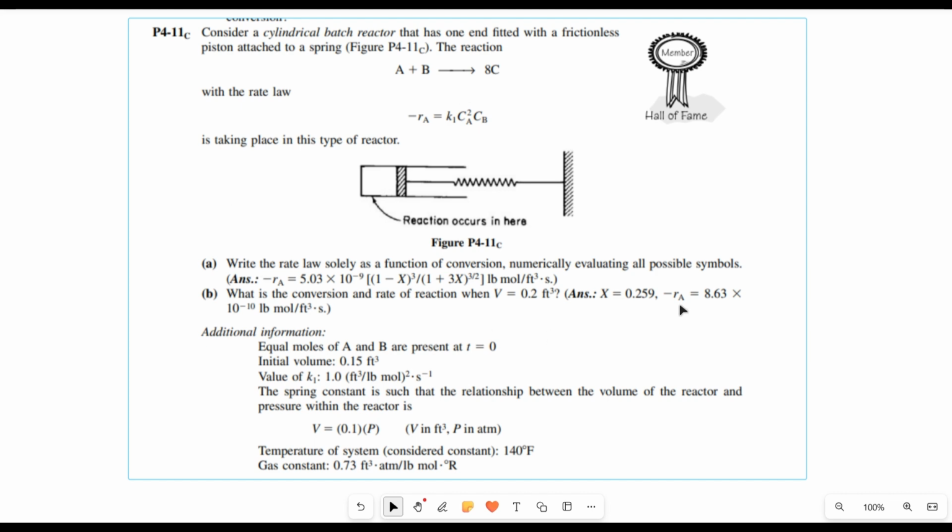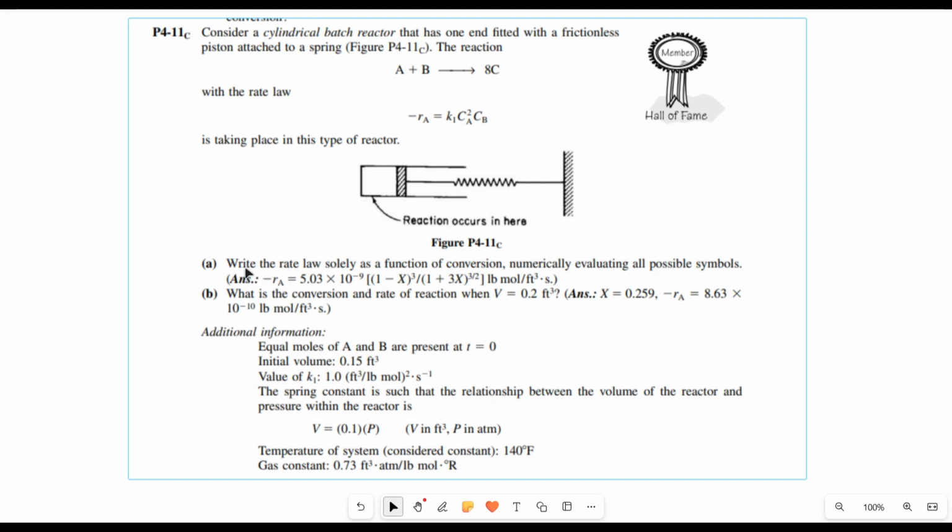So I am taking one problem from the H.S. Fogler textbook, and this problem states: consider a cylindrical batch reactor that has one end fitted with a frictionless piston attached to a spring. The reaction is given by this. The rate law is also given by this. The reaction is taking place in this type of reactor, and this is the volume of the reactor where the reaction is taking place. This is the head cover, and this is the spring.